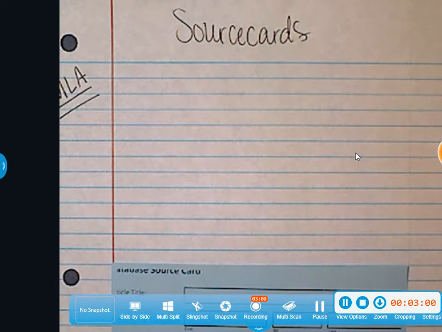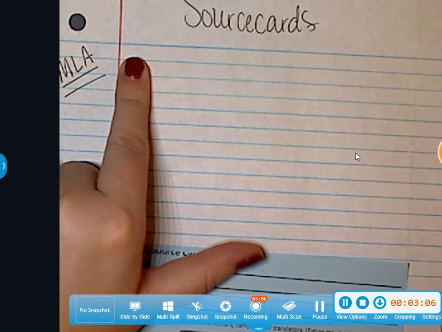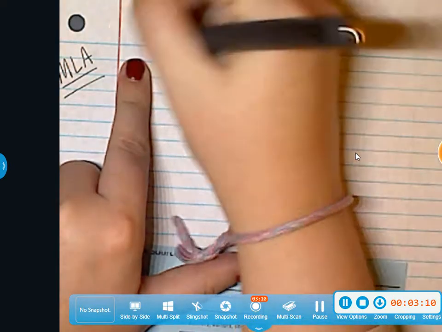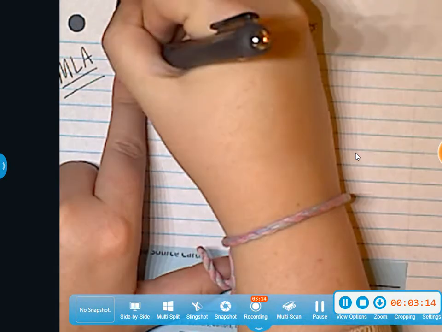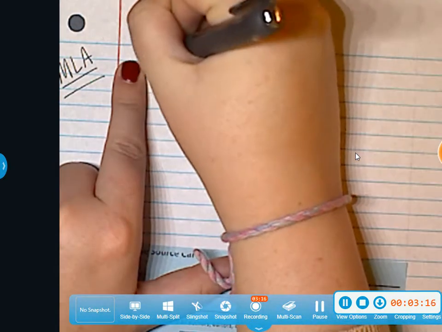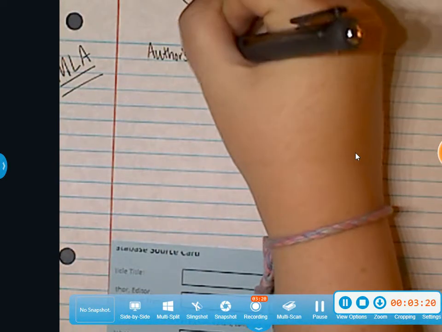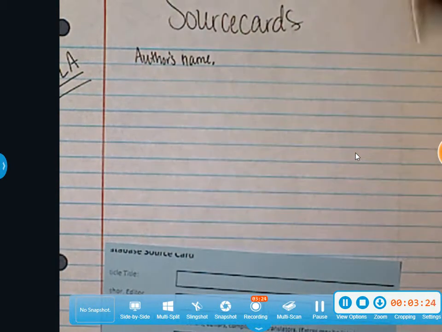So we're going to go ahead and write down what a citation looks like. The first thing is I want you to do an indentation. So I'm going to have you put your finger right here on the line, and then start, because the citations are always indented. The first line is always indented. So we're going to start with the author's name. That is the first thing that will be in a citation, with a period after the name.